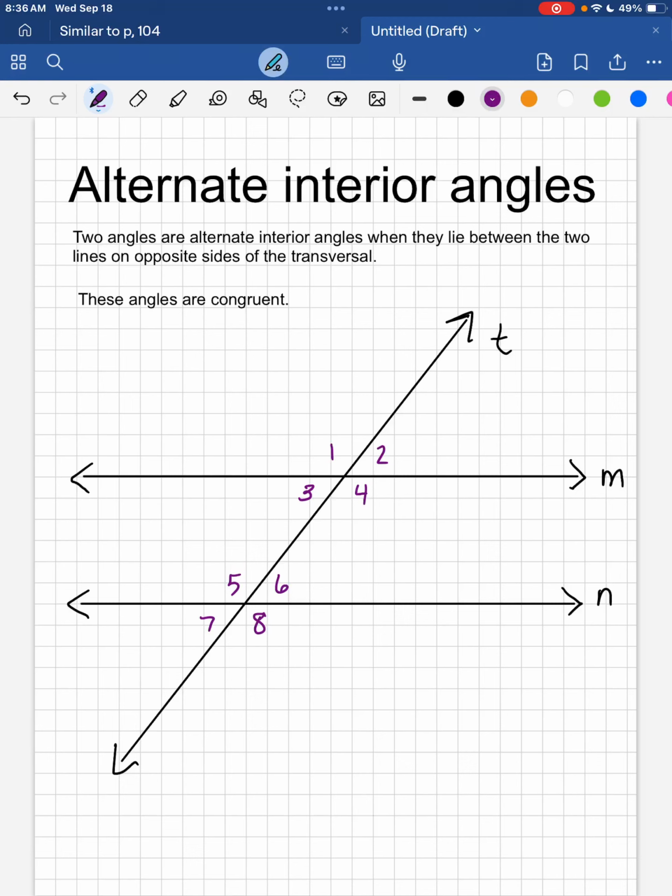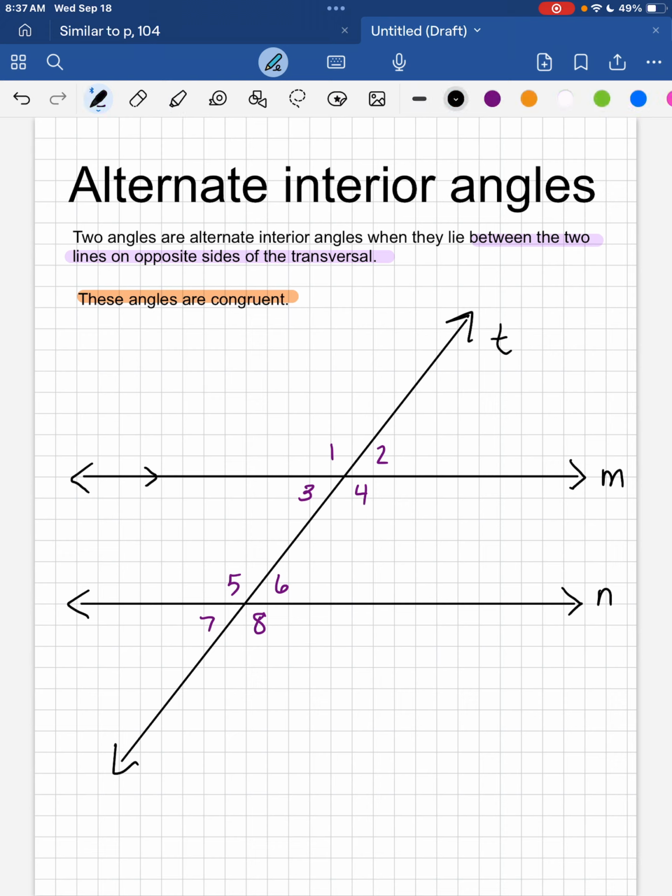Let's talk about alternate interior angles and how to identify them. First off, alternate interior angles lie between the two lines on opposite sides of the transversal. Also, they are congruent. So let's talk about this. Between the two lines on opposite sides of the transversal.